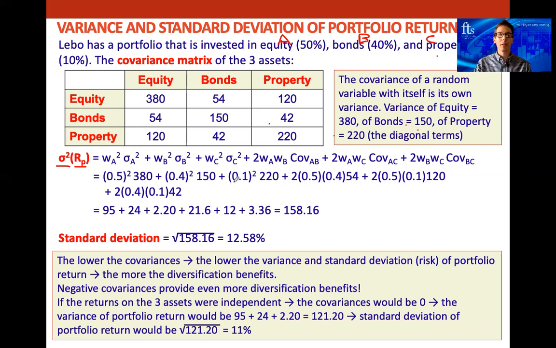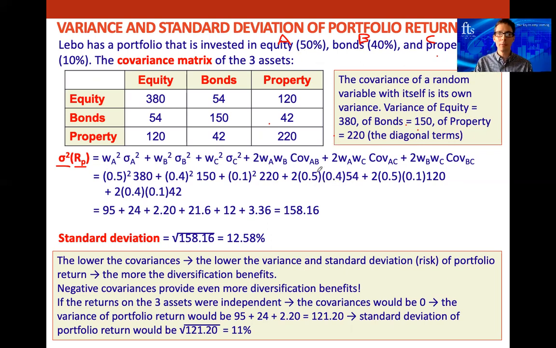And then the last asset is the property. How much has she got in property? She's got 10%. So we're going to take 10% squared and multiply that by the variance of the property, the 220. Now we've got to take this term over here. We take 2 times the weight in asset A times the weight in asset B. So it's equity 50%, bonds 40%, so it's 0.5 times 0.4.